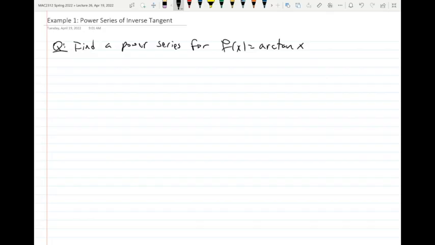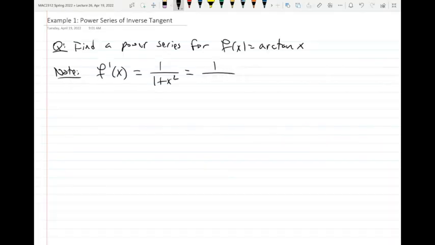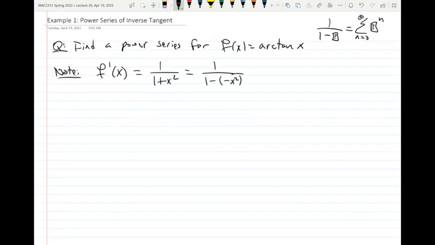So find the power series for arctangent. What we're going to do is the following. Note, if we take the derivative, that's going to be 1 over 1 plus x squared. We can find the power series of this, then we just integrate it back to get arctangent. Remember the trick: you want 1 over 1 minus something. The moment that you manage to do this, this will be the sum of that something to the n. So we write this as 1 minus, minus.